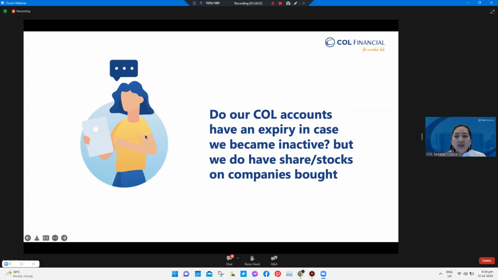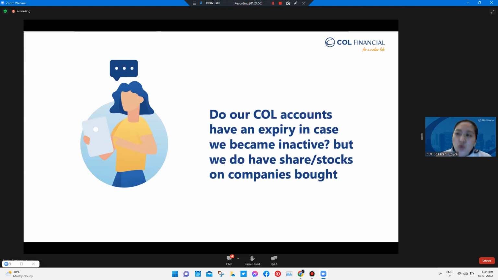Okay, so next question. Oh, do our COL accounts have an expiry in case we become inactive, but we do have shares or stocks on companies bought? Okay. Currently, if you have shares or funds in your account, it can become a dormant account, but we cannot close it because you still have amount inside it. So that will still be okay.